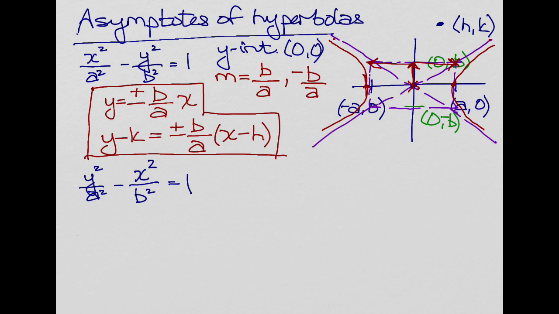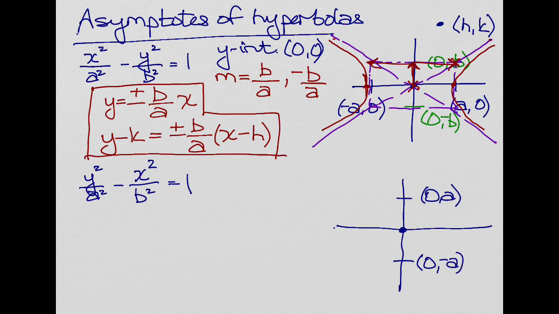What if my transverse axis is the y-axis? The y term is the positive term. Let's take a look. Here I've got some axes, and we'll start with the center at 0, 0 again. This time, my vertices are going to be a distance of a on the y-axis. So I'm going to go up and down a distance of a. So I'm going to have one vertex here at 0, a, and one same distance, opposite direction at 0, negative a.